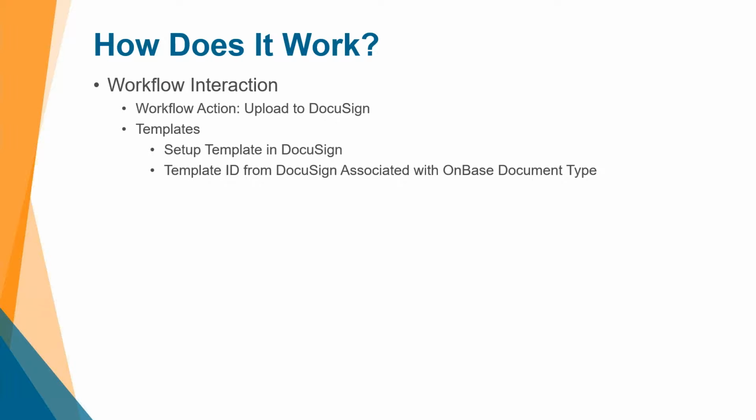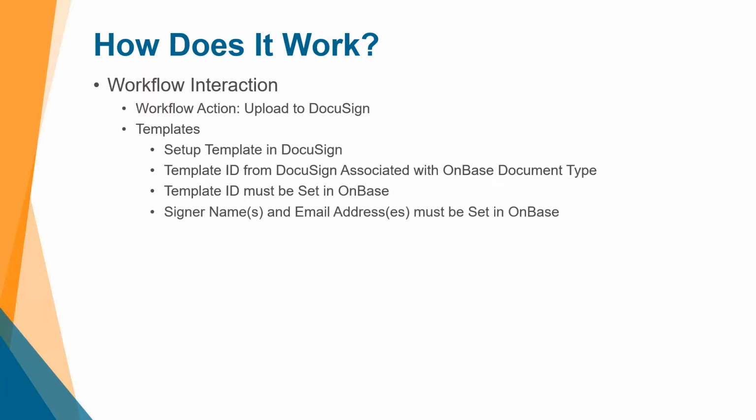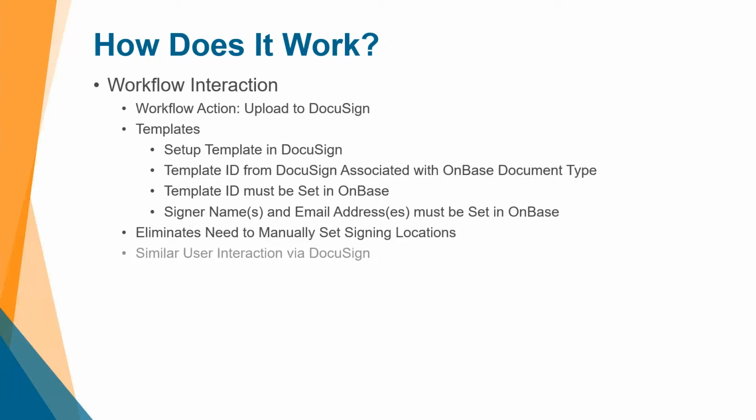That's great from a static perspective, but above and beyond that, we need to set that template ID in OnBase for that particular document. But we also need to send to DocuSign who the signers are and their email addresses. So if we can do that programmatically through workflow, it really just becomes a click to send that to DocuSign. There's really no user interaction to be able to say, who does this go to, where do they need to sign, so on and so forth. So that really eliminates all of that manual setup on an ad hoc basis.